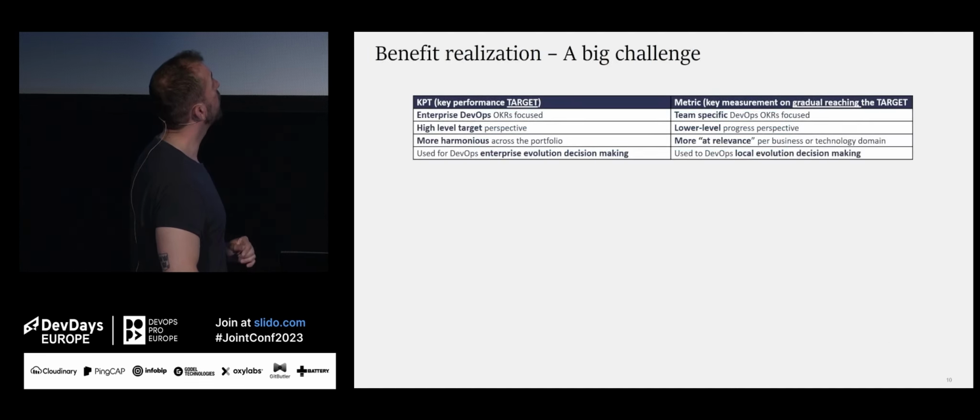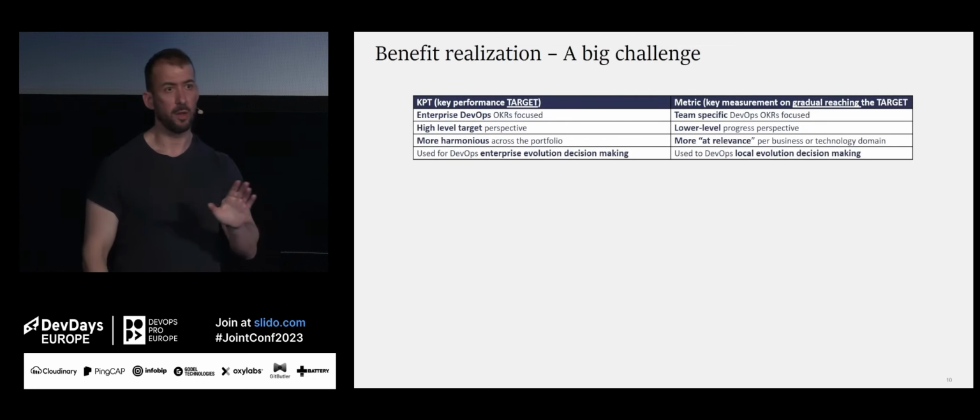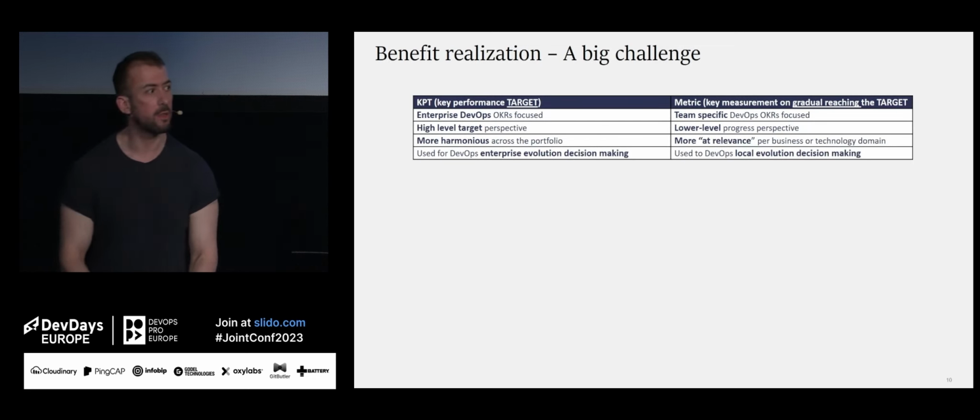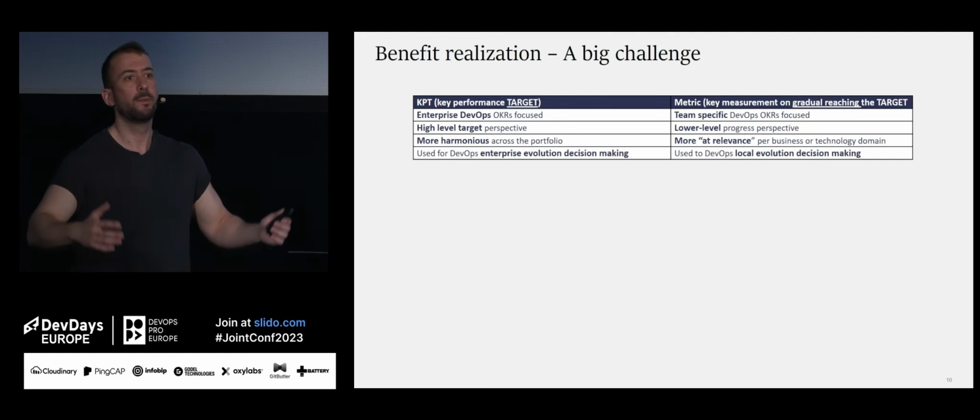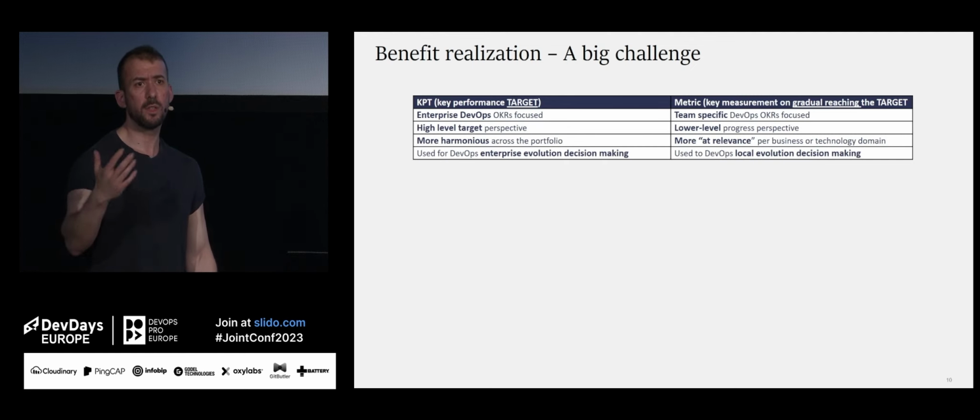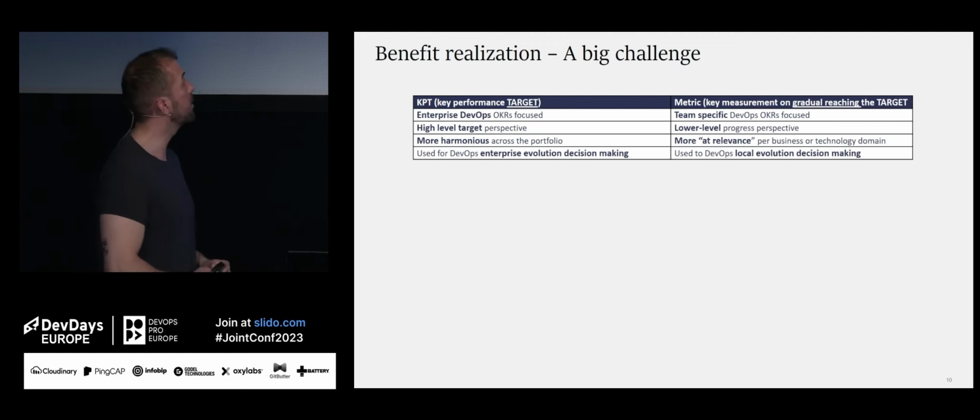Benefit realization. In many cases, a disaster, actually. I've seen and heard a lot of stories that there were millions invested, and when people were looking for benefits, they couldn't find them. Not necessarily because they didn't deliver them, but because they didn't define early enough how they're going to do the process. And then data is a big challenge in this case.